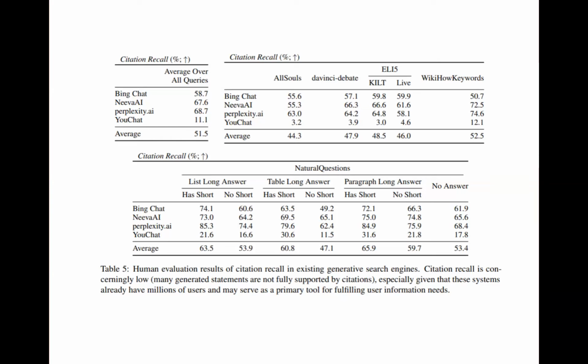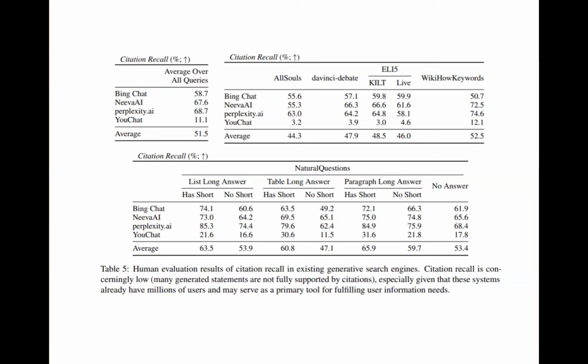So the top, for example, shows specifically test sets they use. All Souls, for example, is one of the hardest entry exams, rumored to be one of the hardest college entry exams. You can see that Bing Chat actually scores about 55.6, and in this case, Perplexity is actually the winner, 63%. So 63% of the generated sentences in Perplexity.ai do support, the citations do support, right? That's what their own internal testing shows, right? It's what this study shows, right?